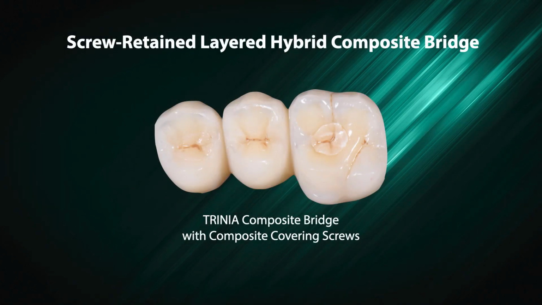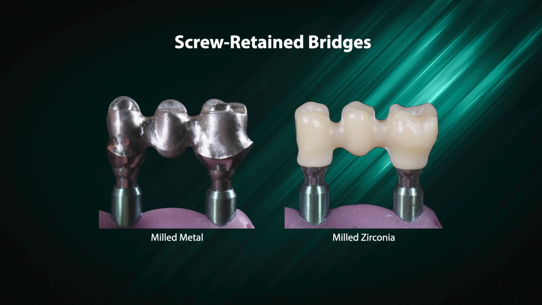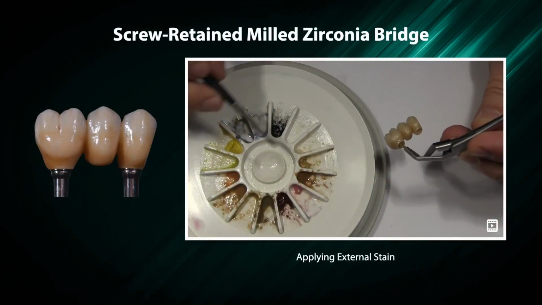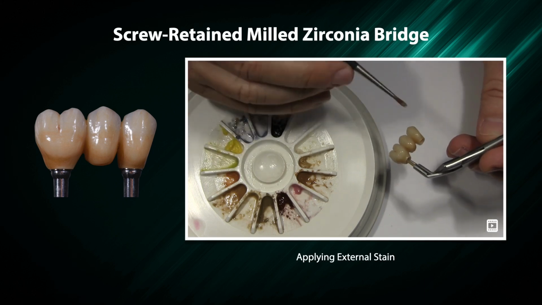TRINIA composite bridge with composite covering screws. Screw retained bridges. On the left is a milled metal bridge and on the right is a milled zirconia bridge. Screw retained milled zirconia bridge. Applying external stain.